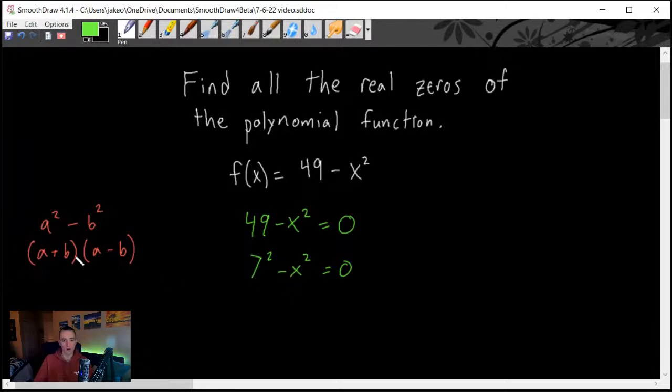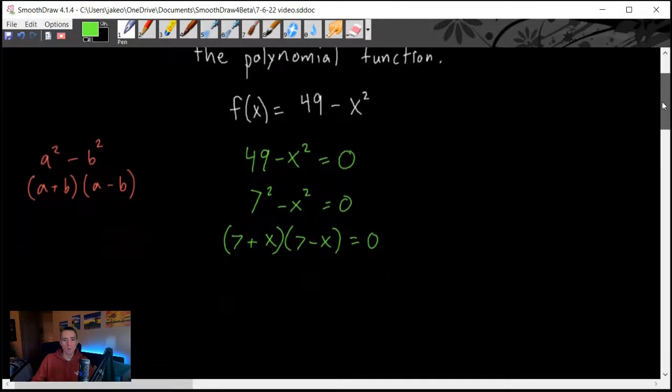Because now we have two square things being subtracted, one minus the other one. So we can directly apply this difference of squares formula and just take the square root of the first term. The square root of 7 squared is 7. So 7 plus the square root of the second term. The square root of x squared is just x. And then 7 minus x equals 0.